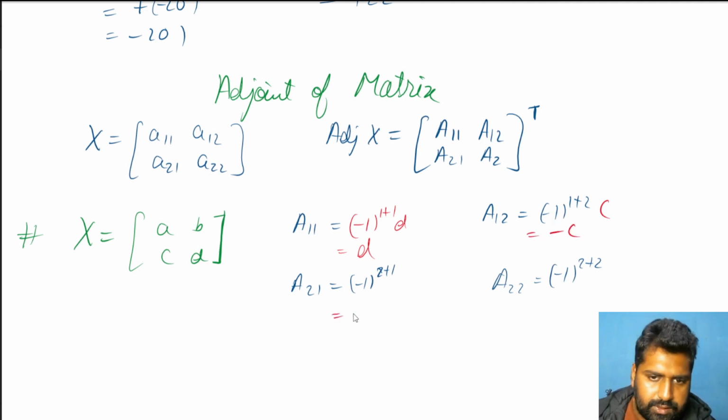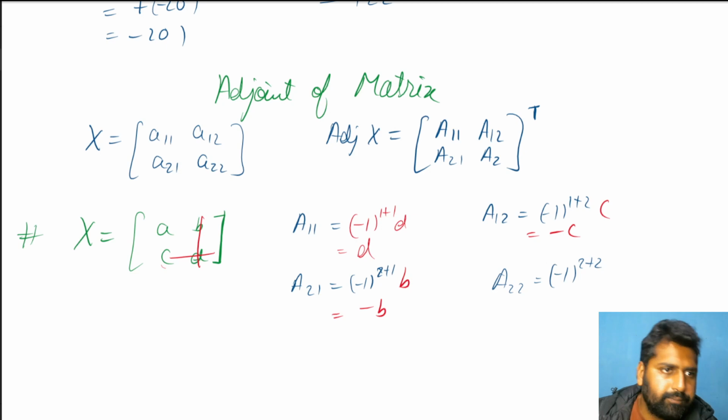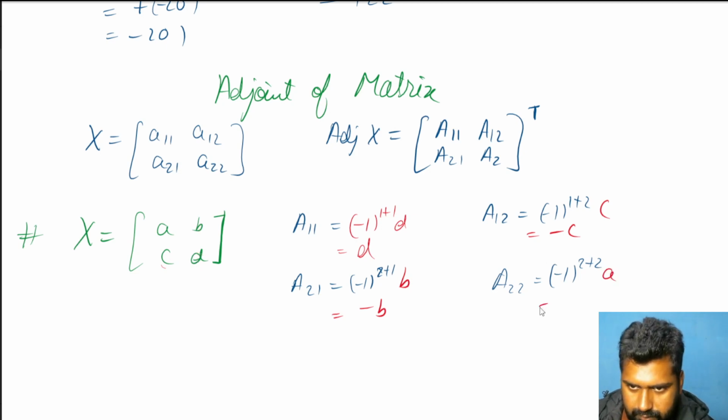Okay. This one, A21, second row, first element, leave the row, leave the column. This time it will come B. So minus 1 raised to power 2 plus 1, again B. So minus B. And last one, this A22, leave the row, leave the column, A. Minus 1 raised to power even. So it is positive A.